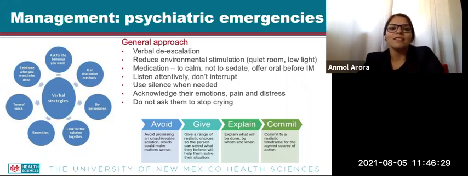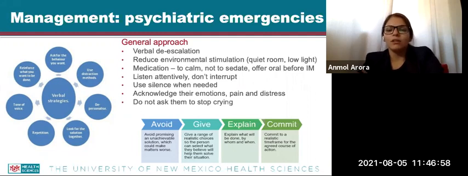Sometimes it's hard for us to realize that if somebody's having an emotional reaction and they may be crying, our automatic response is, hey, look, I am trying not to make you cry, so why are you crying? You need to stop crying. But if you do that, patients tend to be ambivalent towards any sort of therapeutic approach, whether acutely or long-term. So those are just some strategies to keep in mind.